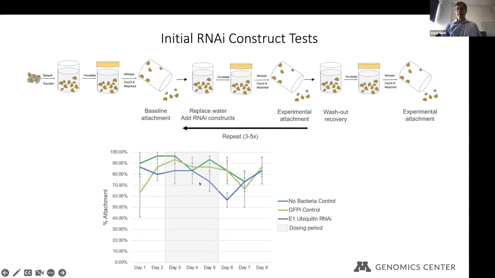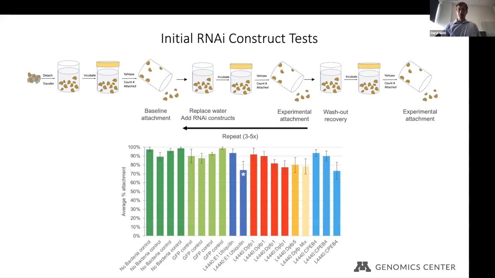And so what we really need to do is kind of repeat these assays multiple times and try to see if these kinds of effects are robust, or if there's sort of a one-off fluctuation in the data. So far we've tested a handful of these constructs. And this is sort of just taking the average attachment around that dosing period. So the green bars here are the no bacteria controls, or the GFP controls. And then these other color bars are different constructs that we've tested, which include this ubiquitin gene, some of the foot proteins or the attachment fiber proteins, and then also a translation factor called CPB4.